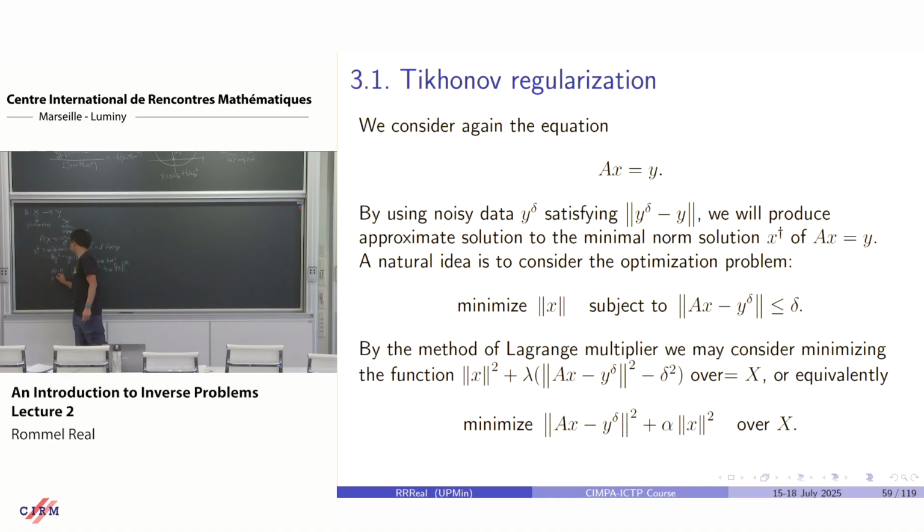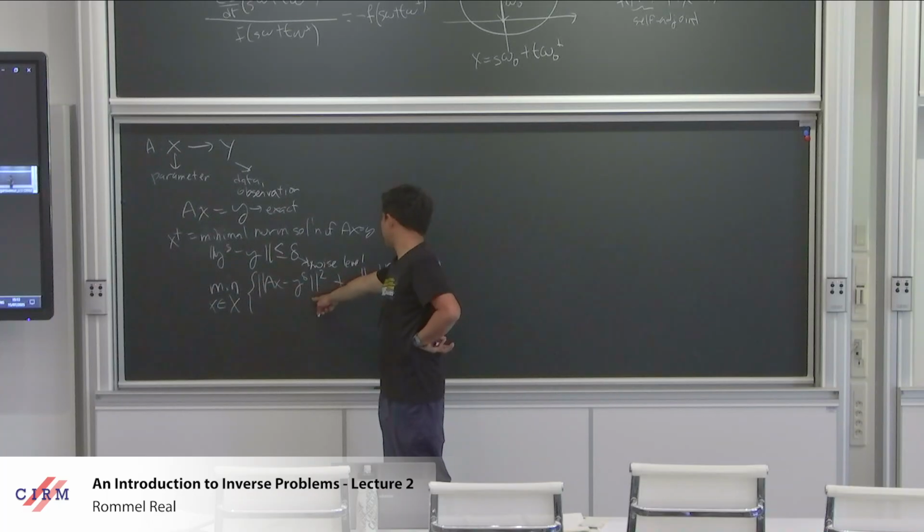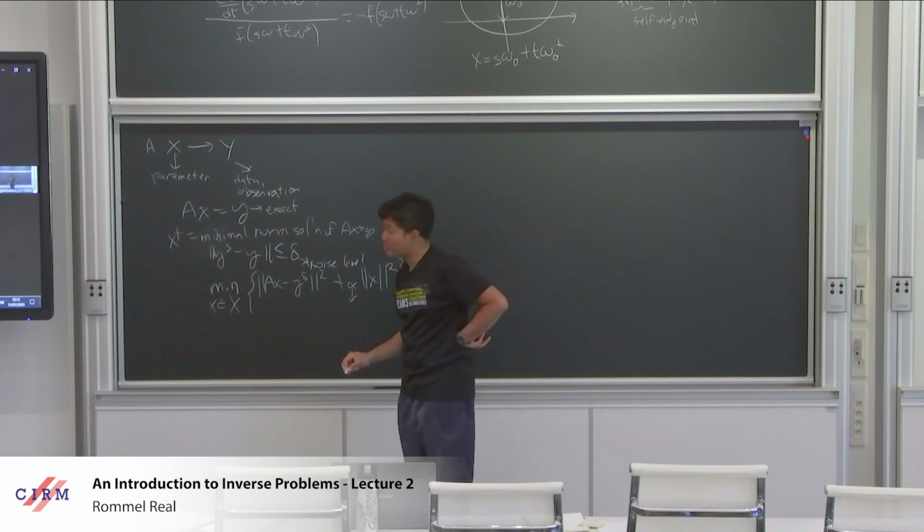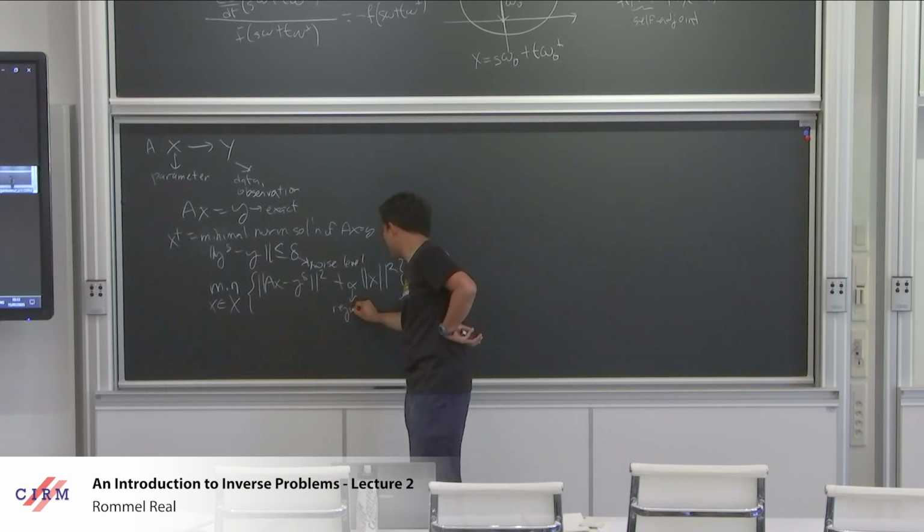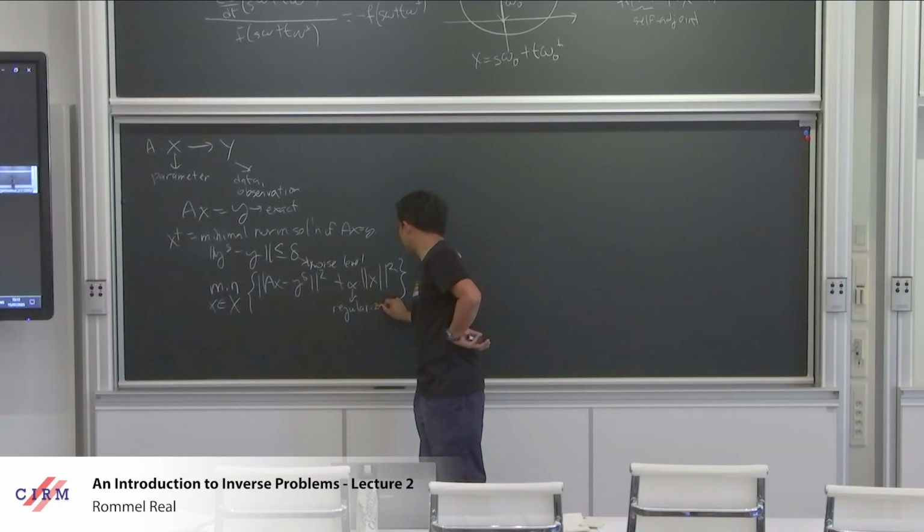Where x is in X. So the idea here is that first you have the noisy data here, y delta, and you have alpha here. That alpha plays an important role. It's actually our regularization parameter.